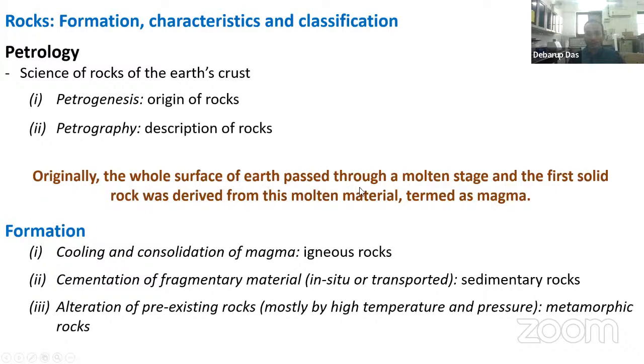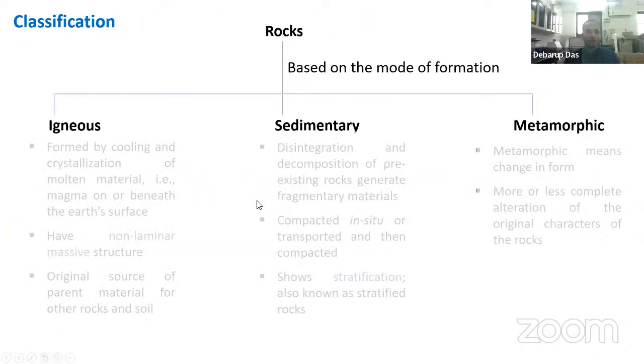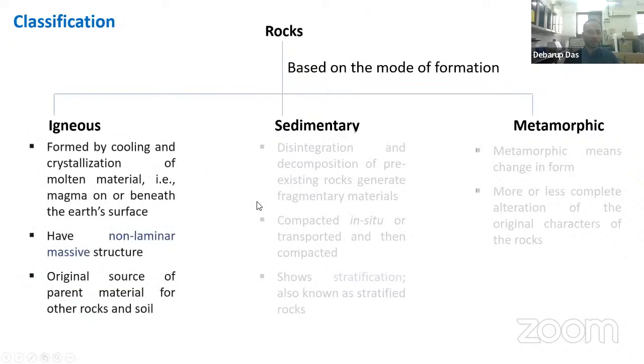Originally, the whole surface of earth passed through a molten stage, and the first solid rock was derived from this molten material, magma. Formation, cooling and consolidation of magma: if they are formed this way, they are called igneous rocks. If cementation of transported fragmentary material occurs, they are called sedimentary rocks. Alteration of pre-existing rocks, mostly by high temperature and pressure, gives metamorphic rocks. So this is the classification of rocks based on the mode of formation.